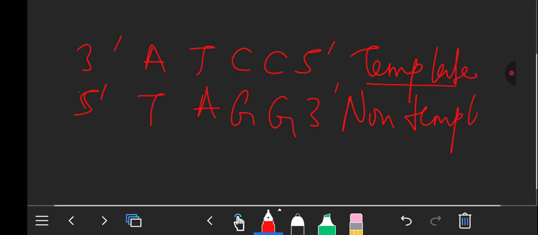Non-template strand. Now, what if you want to form mRNA? For mRNA, we use this non-template strand, which is also known as the coding strand. So this coding strand is the one which is going to code for mRNA. We don't have thymine in RNA, instead we have uracil. So we'll substitute uracil there, but we keep the adenine, the guanine, the guanine.